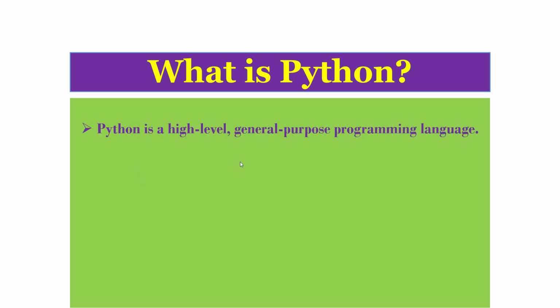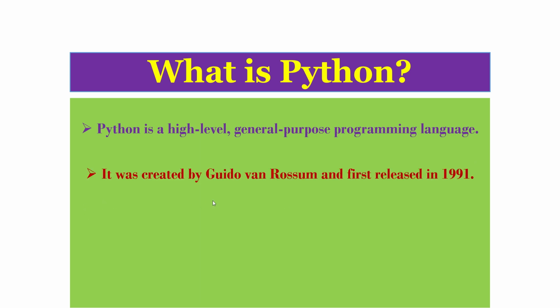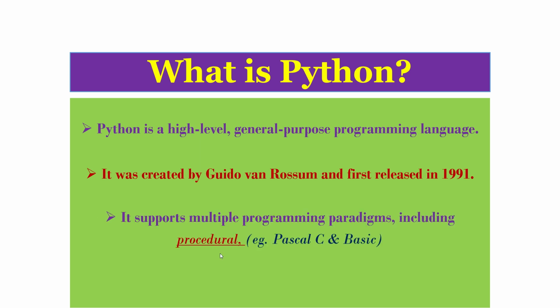It has a different and easy to understand syntax than other compiled languages like C or C++. So it is similar to the English language. It was created by Guido van Rossum and first released in 1991. So it supports multiple programming paradigms including procedural, object-oriented and functional programming.